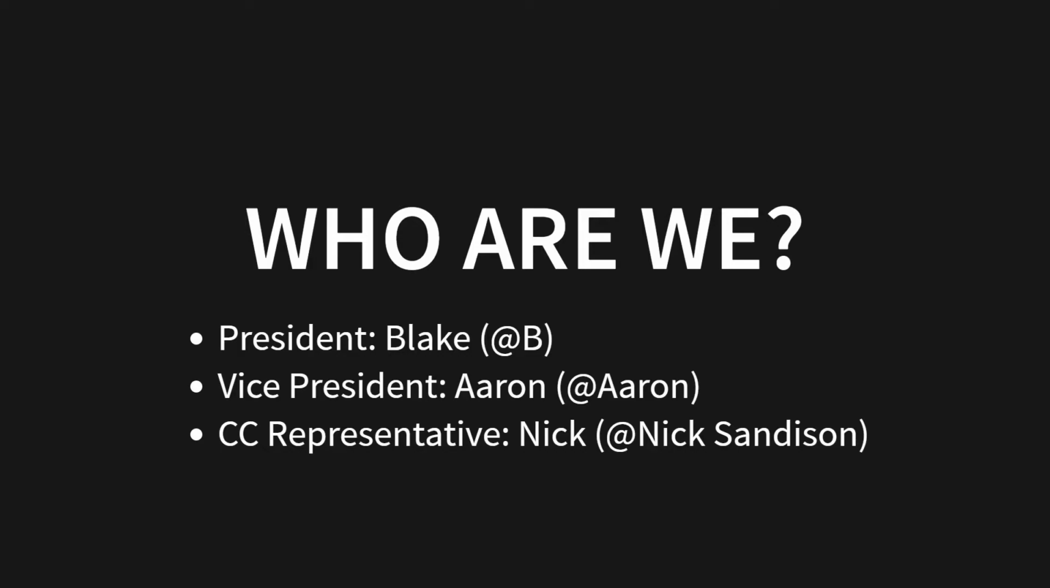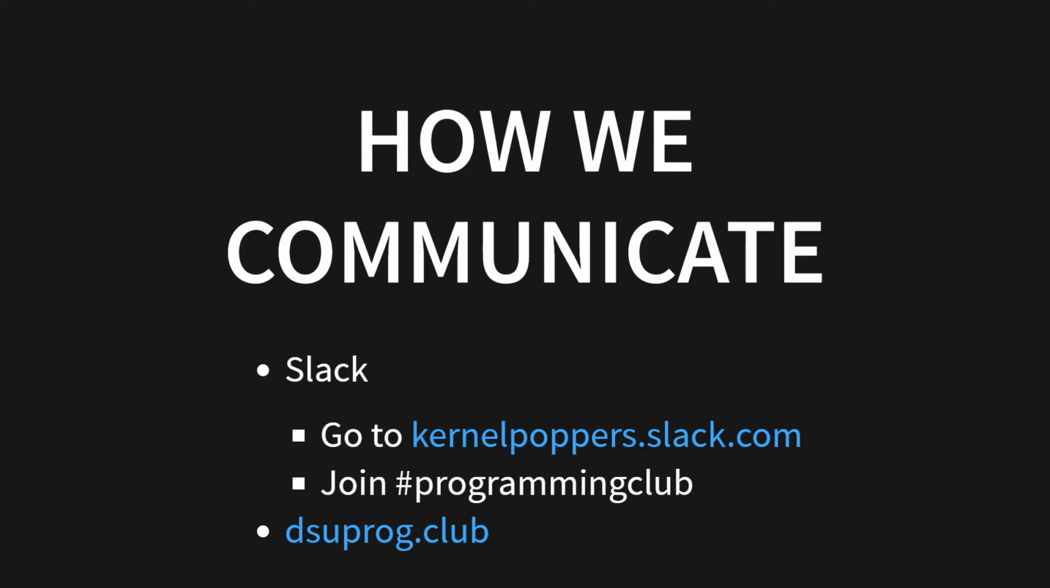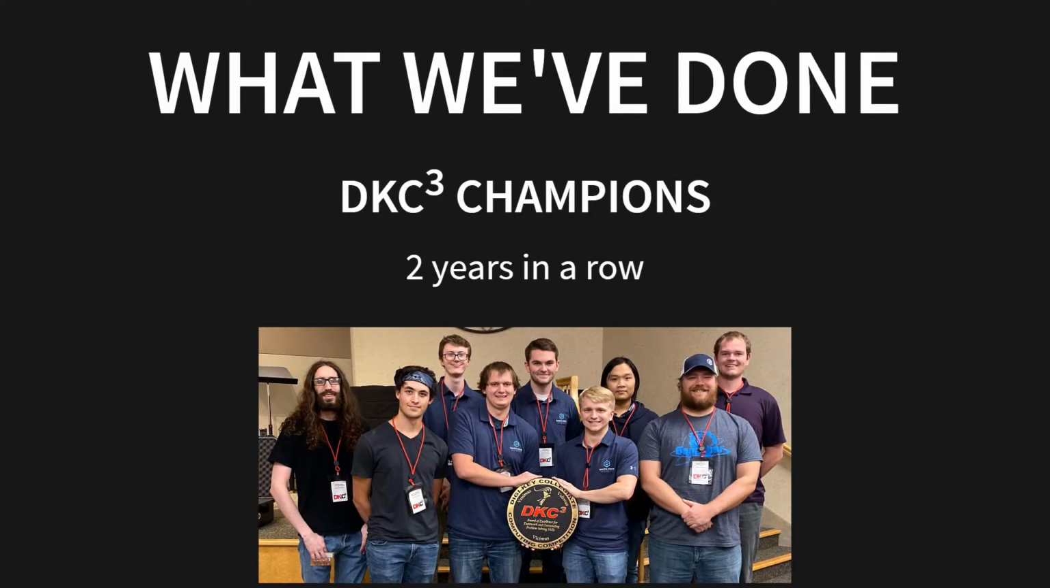So who are we? I'm the president, Blake, and my Slack is @B. I'm the vice president, Aaron, Slack @Aaron. We're available anytime, so if you need help with something, just put a message in the programming club Slack channel or just DM one of us, and we can help you. Like I said, how we communicate: Slack Programming Club is how we're going to announce all of our meetings, or here in the Help Night Discord, we'll also say when we're live, or we can help you here. And anything else you can find on our website, which is dsuprog.club.